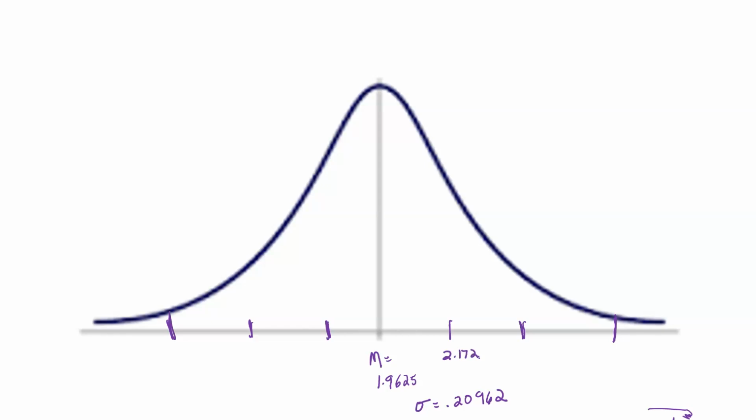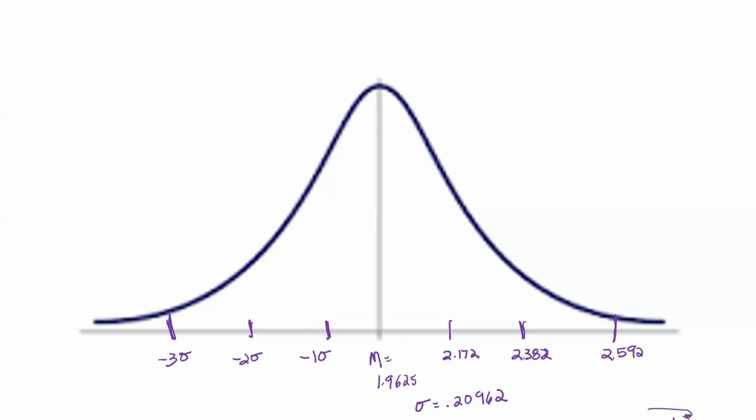And 2 standard deviations away from the mean, I'm going to add another 0.20962, and that's equal to 2.382. And 3 standard deviations: 2.382 plus 0.20962 is equal to 2.592. So this is roughly where we're at, 2.592. And then -1 standard deviation, -2 standard deviations, and -3 standard deviations.